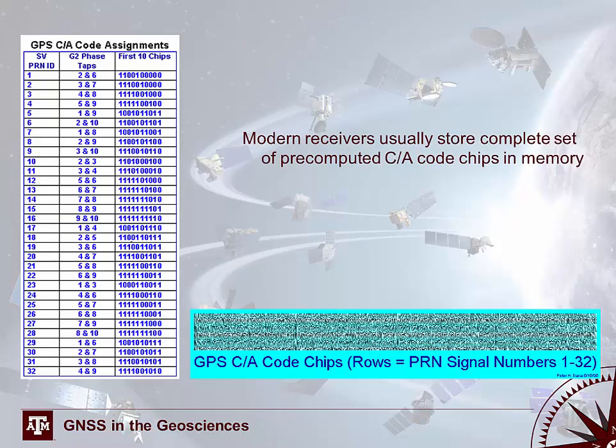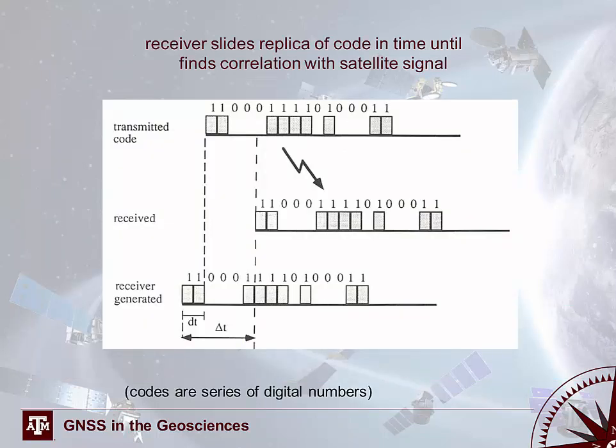The modern receivers typically store a complete set of pre-computed CA code chips in memory. Remember, the CA code allows you to determine which satellite you're receiving the signal from, so it's important that you have a pre-computed consistent set of CA codes. The way this works is the receiver slides the replica of the code in time until it finds a correlation with the satellite signal code.